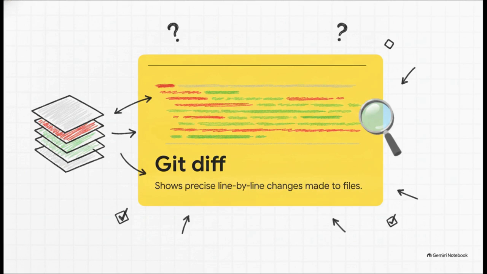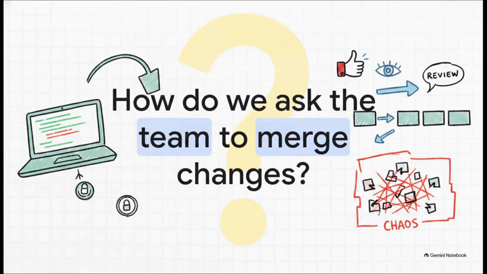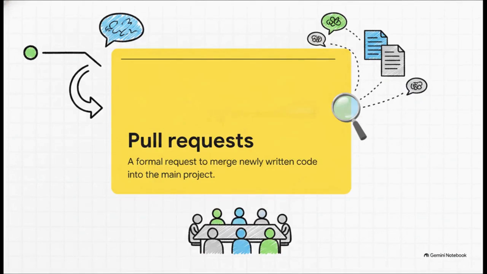So you've run your Git diff, you've looked at the red and green lines, and the code looks completely pristine. You're incredibly proud of this new feature, but it's still just sitting there on your laptop. This brings us to our next crucial question. Once we've tracked our changes and we know they're good, how do we actually ask the team to merge them into the main project? I mean, we can't just forcefully shove the code into the main database, right? That would be total chaos. We do it through pull requests.